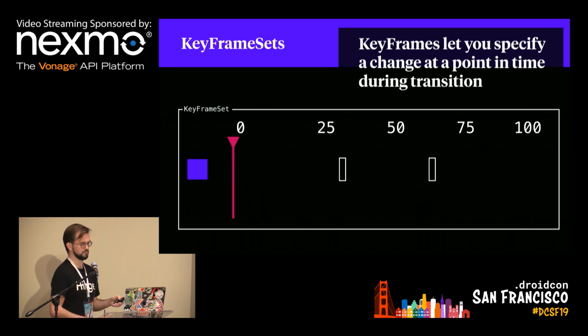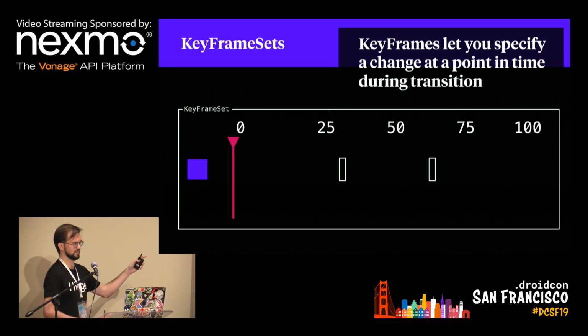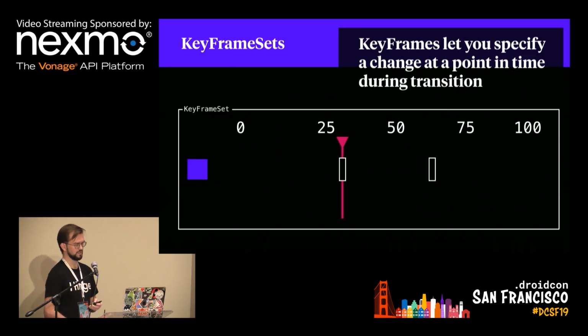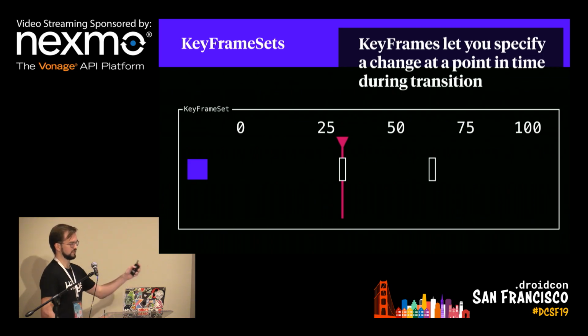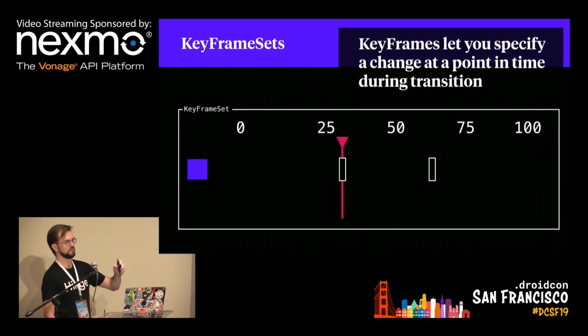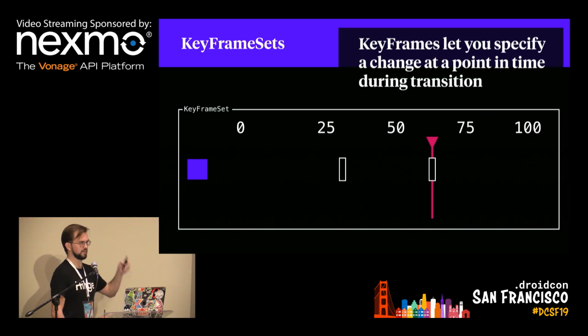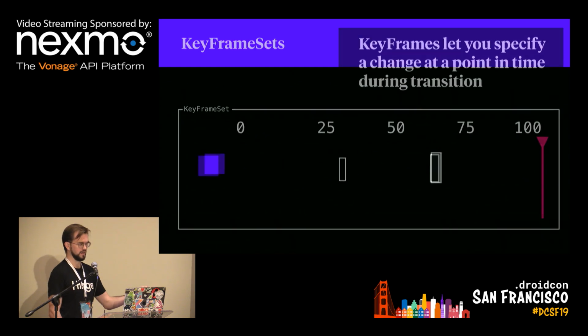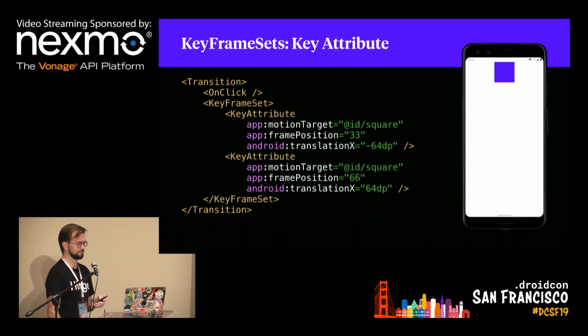So back to the example that I had with that square floating down, what was happening was as I moved through the animation, in the timeline of the animation, you would see it move to the 33rd keyframe, and at that point, it would have translated in the X direction negative 64 dp, and then at the 66th keyframe, it would have translated to the right 64 dp. There's something interesting about that.